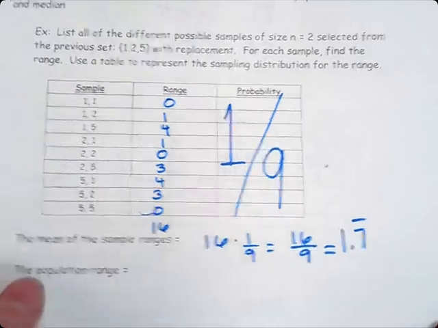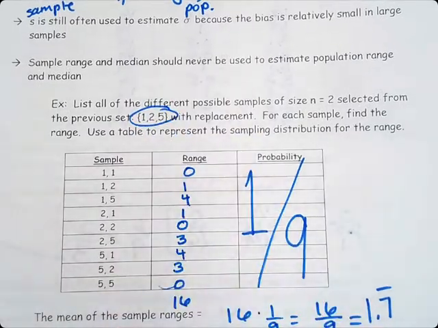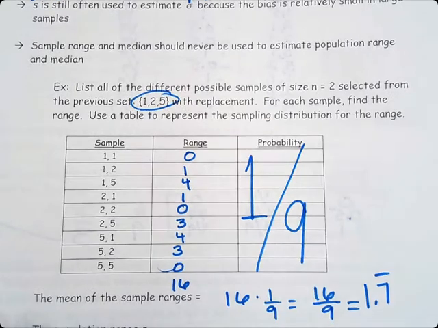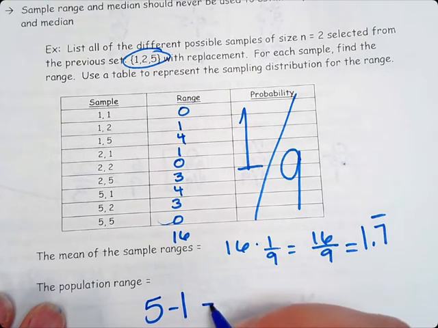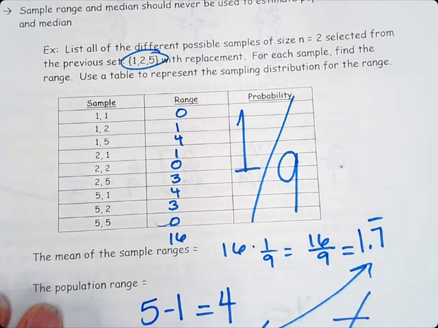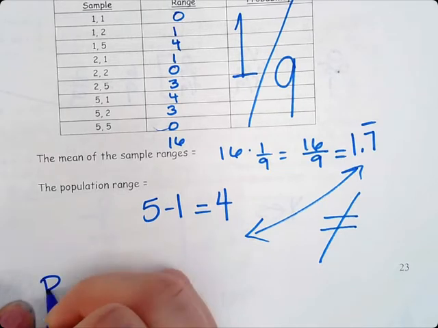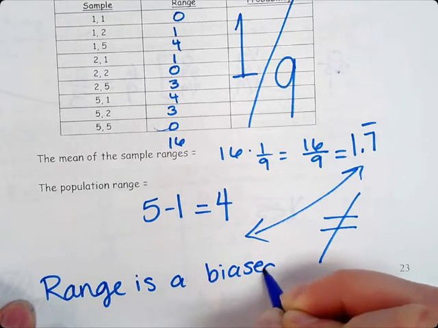What is the population range? How would you find the range of our population? Just subtract the smallest from the largest, right? So we would do 5 minus 1. What's the range of that? 4. Are those the same? No. So we will not use range as an estimator, because range is a biased estimator.